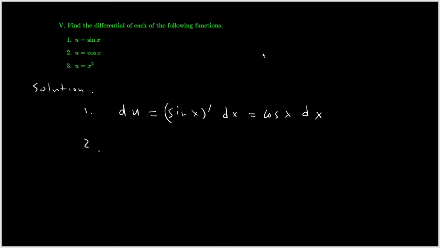The second question, very similar, right? For the second question, I'm just going to write the answer in one step. Okay, so du is computed using, you look at question 2, du is computed using the derivative of cos of x, which is negative sine of x, and then times dx, so do not forget dx. The derivative of cos of x is negative sine of x, so the answer to question 2 is du, the differential of u, is negative sine of x dx.